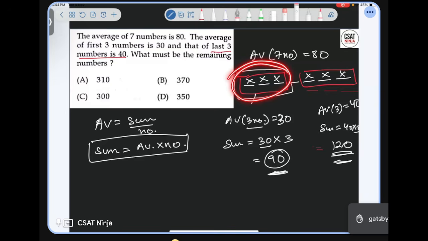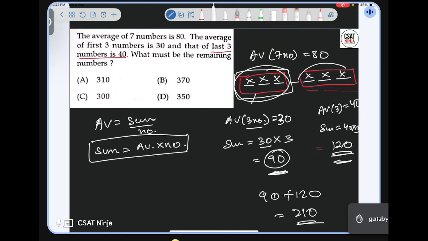So this part, the sum of this one and this one together, let us find, leaving aside this one. So 90 plus 120 will give me 210, which is the sum of this one and this one. We are leaving out this one. But let us find, including this number, including the middle term, okay? So sum, average is how much?